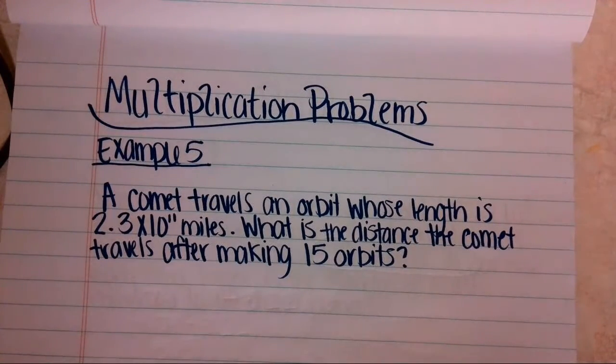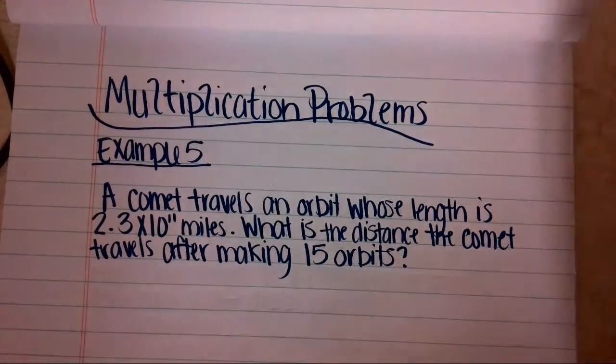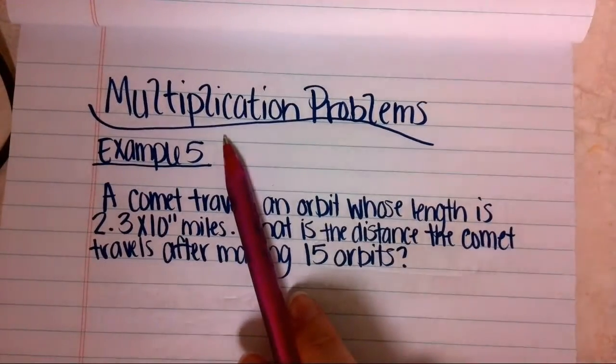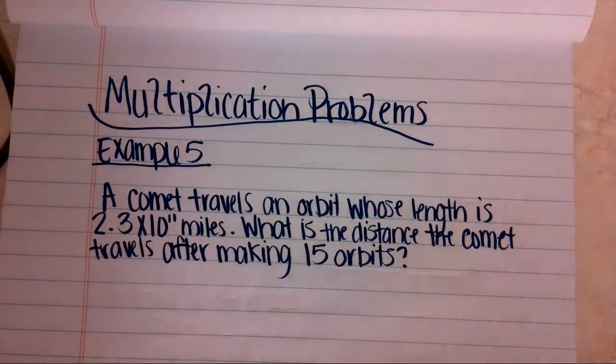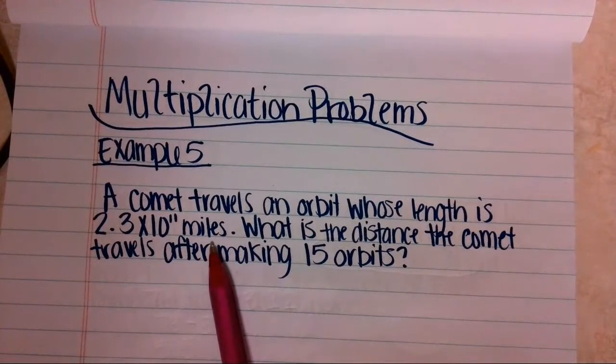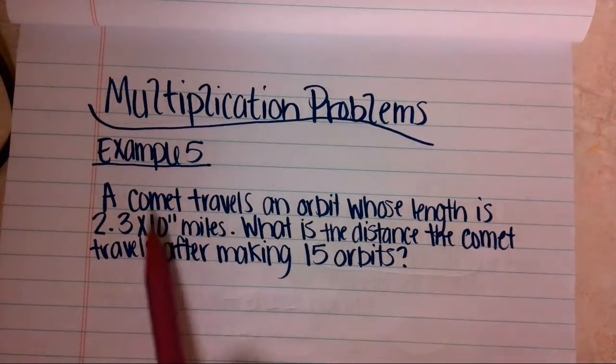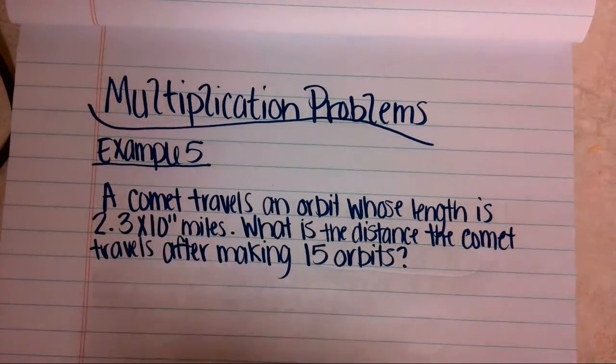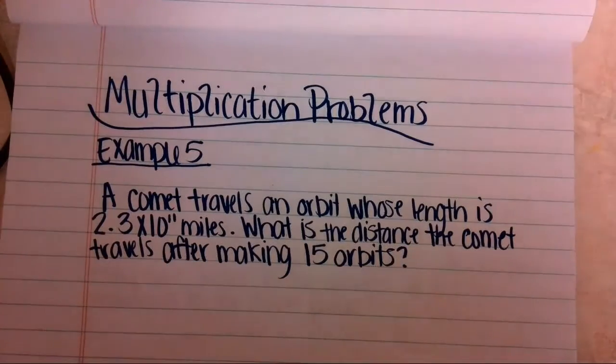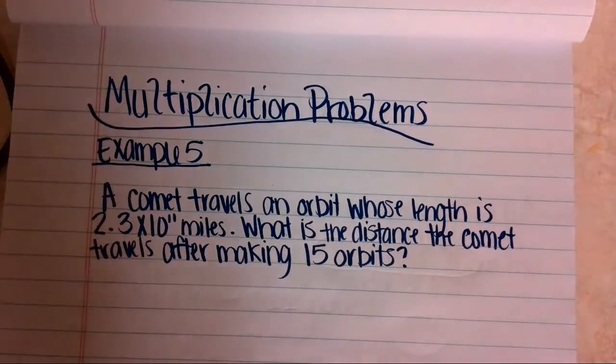Example 5 says a comet travels an orbit whose length is 2.3 times 10 to the 11th miles. What is the distance the comet travels after making 15 orbits? Like we talked about yesterday, we know this is a multiplication problem, but we want to make sure that we understand why. We have the distance the comet travels, and then we have 15 orbits. I know I can add this up 15 times, but multiple additions is multiplication. So that's how I know that this is going to be multiplication.